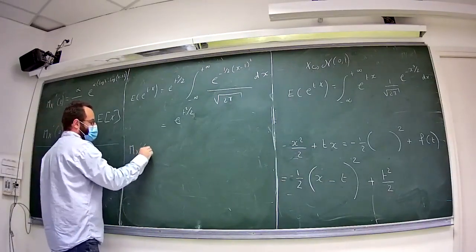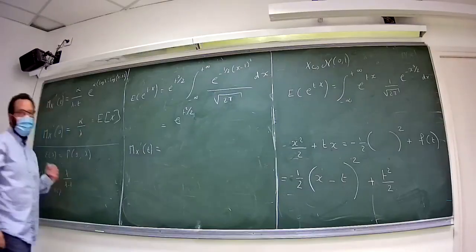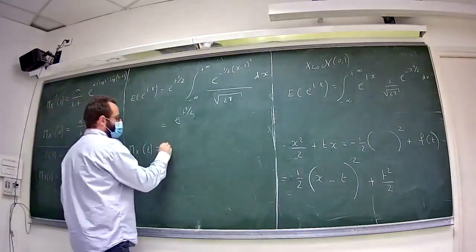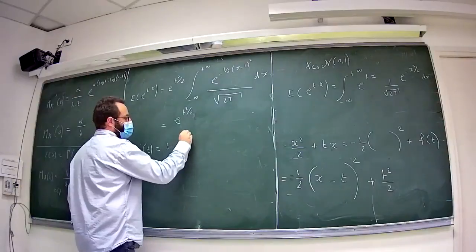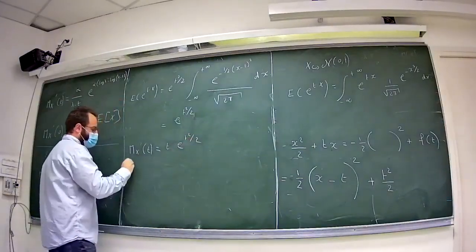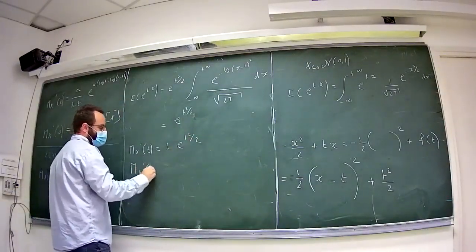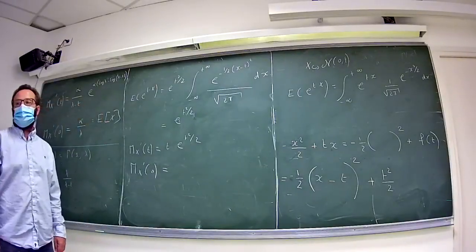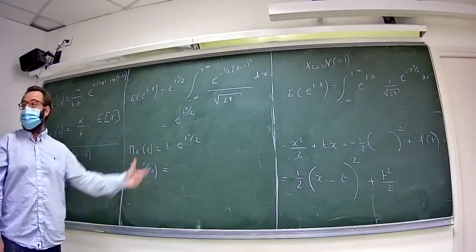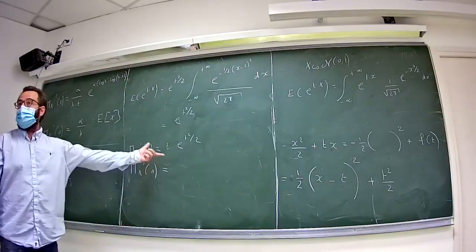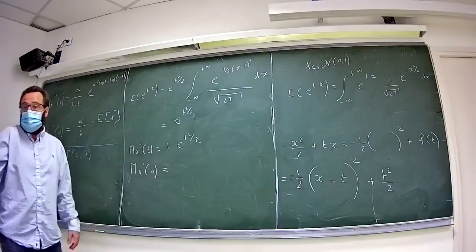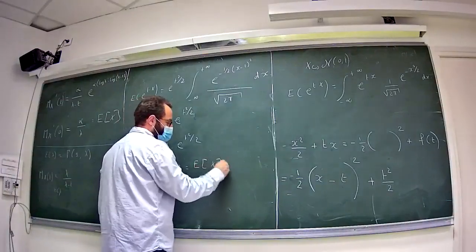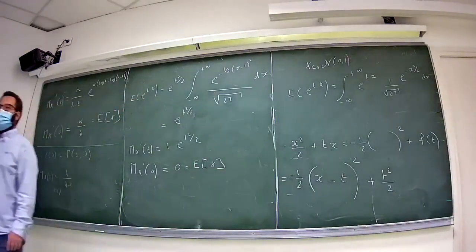If I compute its derivative, once again I have exponential of u, so it's u prime, that is t, exponential t squared over 2. If I take M_X prime at 0, if I take t equal to 0, I obtain 0. That is the expectation of my N(0,1). It has an expectation equal to 0.